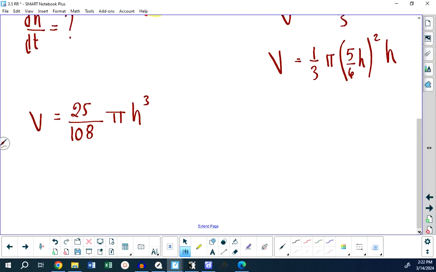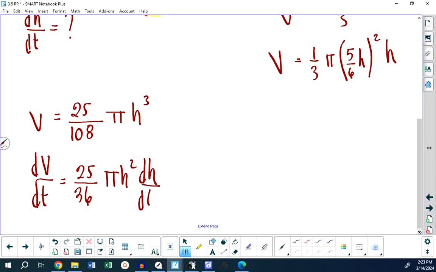So we've developed a formula for the volume of a cone using only the height under the circumstances where 3/5 of the diameter is the height. This isn't always good for every cone. Now I can differentiate, so dV/dt equals, I'm swinging that 3 down in front. Given that 108 was 3 times 36, when I cancel that 3 with the 3, I'm left with the 36. Pi h squared dh/dt.